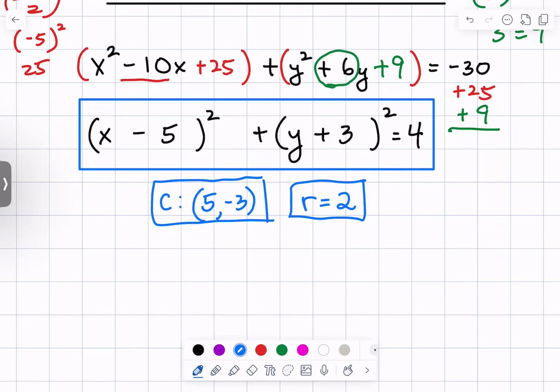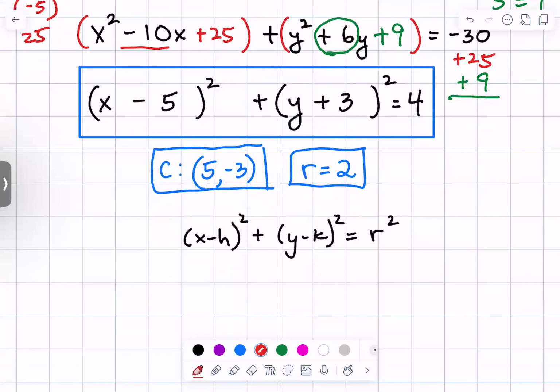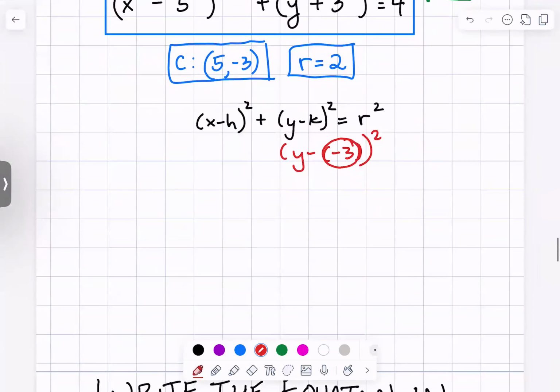Why is it negative 3? It's because this guy is positive. Remember the standard form? It's going to be x minus h quantity squared plus y minus k quantity squared. So in order to build the y plus 3, that's the same thing as y minus negative 3 quantity squared. So my k value is negative 3. Okay? Cool. That's level 3, I think.